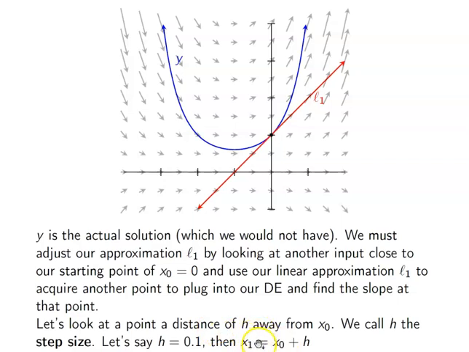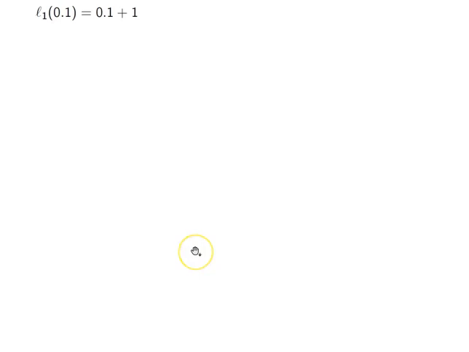So my next point, which I call x1, is my previous point plus my step size h. So since I started at 0 and I'm moving by 0.1 each time, my next value is 0 plus 0.1, or just 0.1. So I'm going to take 0.1 and plug that into my equation, okay, into my line.